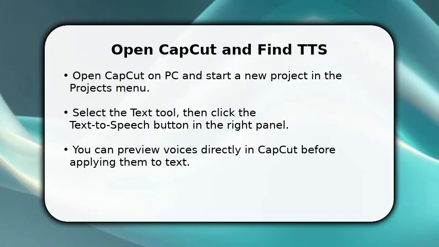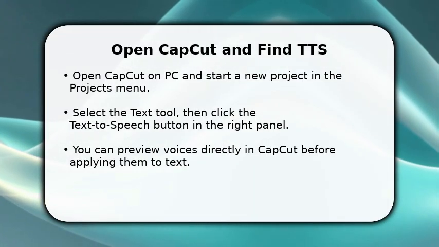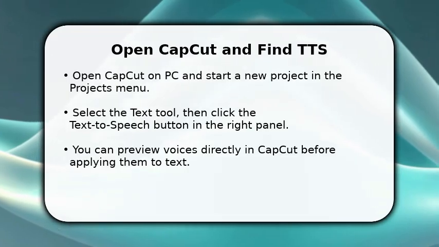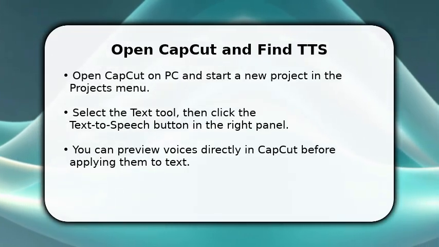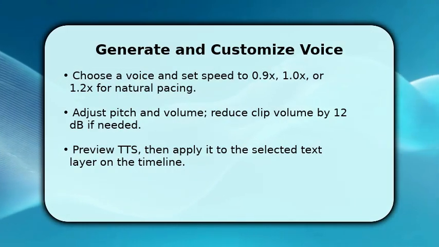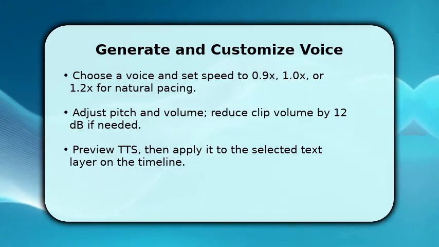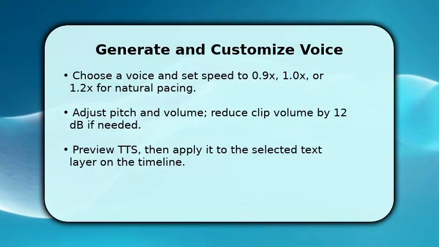Click Text-to-Speech to open the voice browser and preview available voices before applying them to your clip. After opening the text-to-speech window, pick a voice from the list and click Preview to listen. Use the speed control to choose 0.9x, 1.0x, or 1.2x for natural pacing. Adjust pitch slightly for tone and reduce volume by 12 dB when the voice clashes with music.